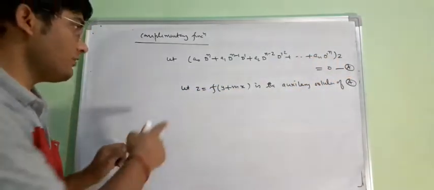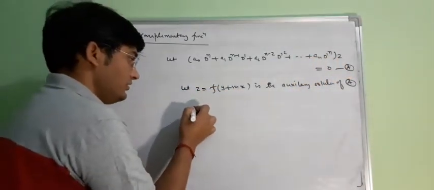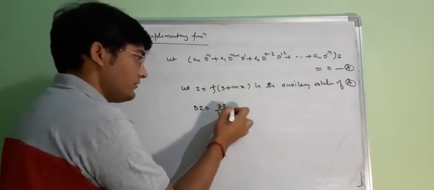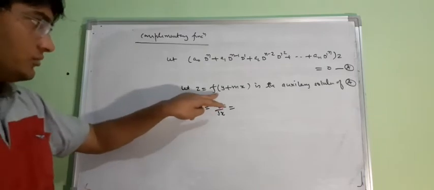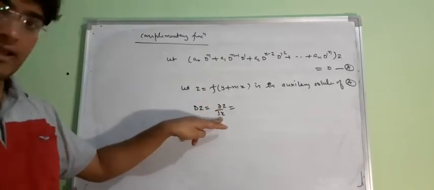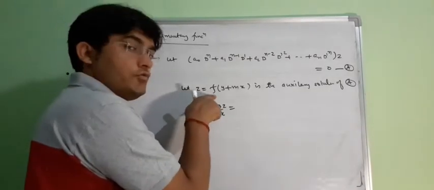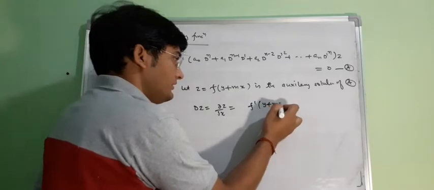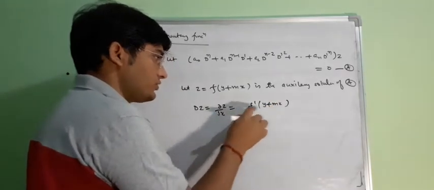Now the first derivative, that means the differentiation of z with respect to x, will be the differentiation of the function, say f dash, and then the differentiation of the bracket with respect to x will be m.